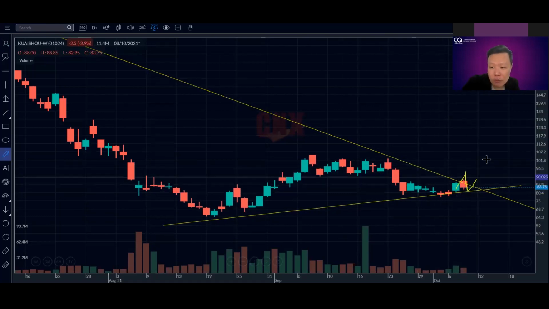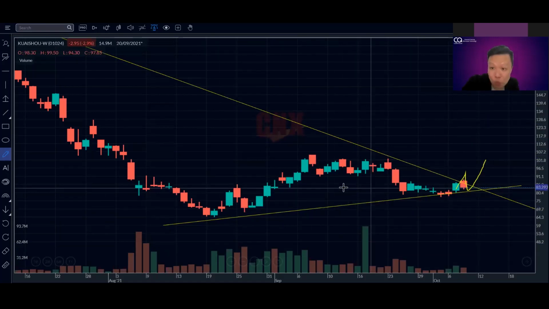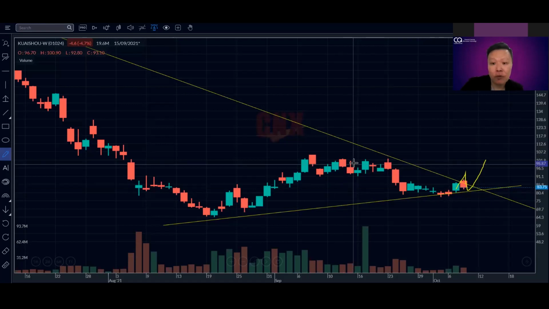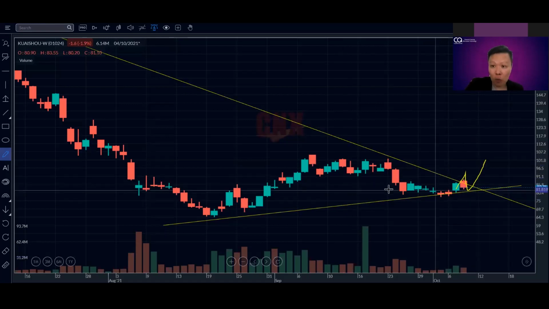Somewhere, hopefully like this one. But again, nothing is 100%. Like what I mentioned, price action gives us some clue or idea of the direction of the price by drawing the lines, by using price action. That's what I have been doing.